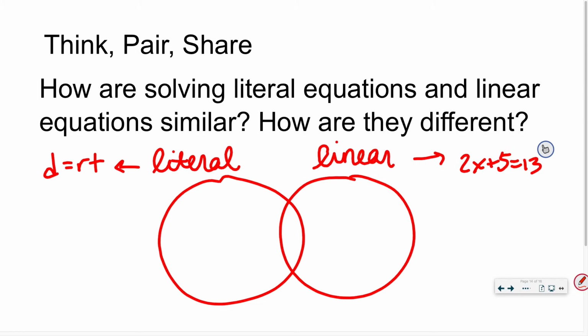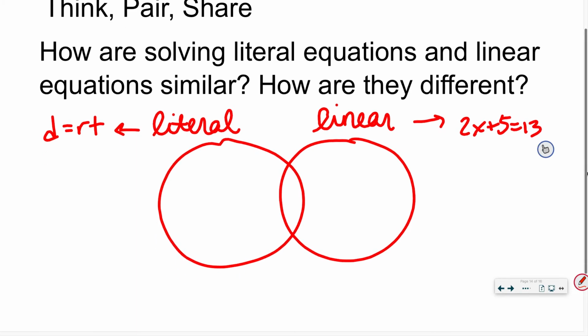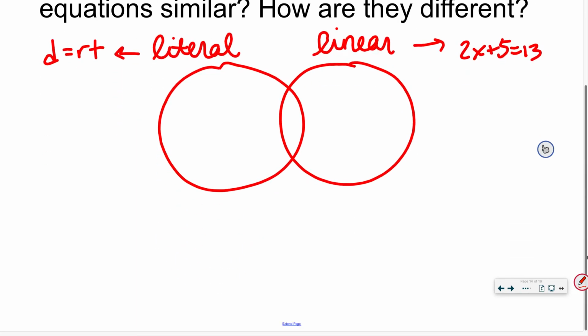Share one similarity that they came up with between a literal equation and a linear. They both use variables. Think about the process of solving when you're talking. Is there anything else similar in solving them? Any other similarities you can think of between the two types of equations?